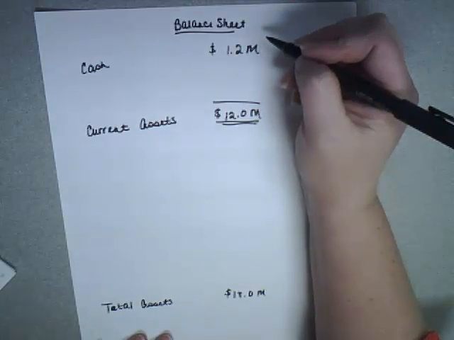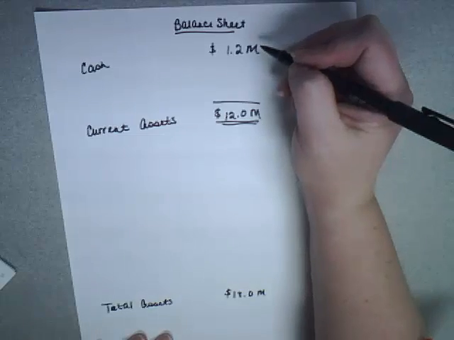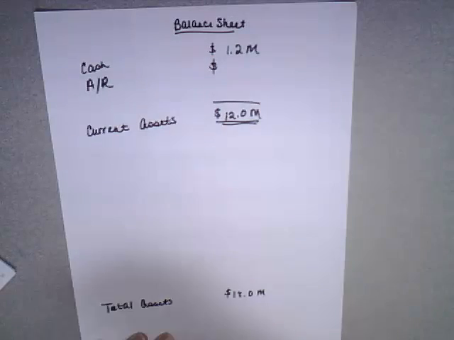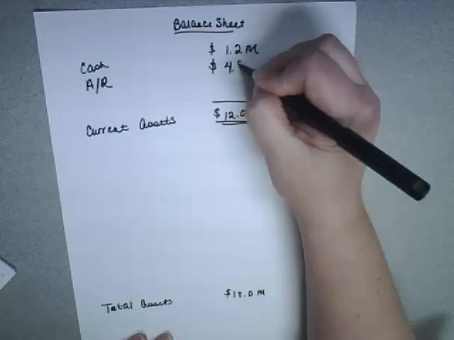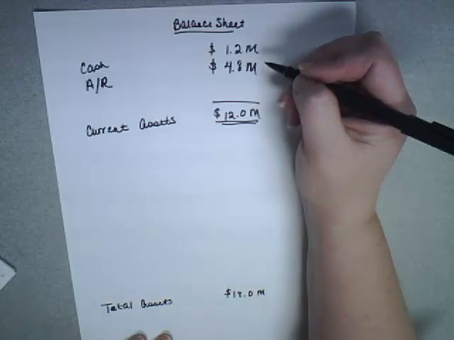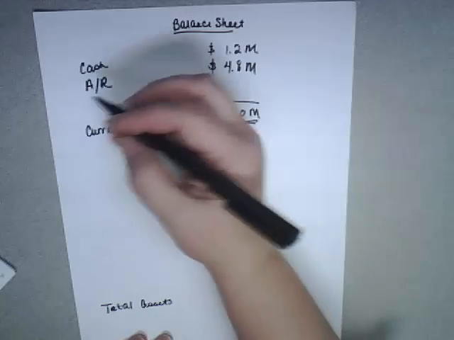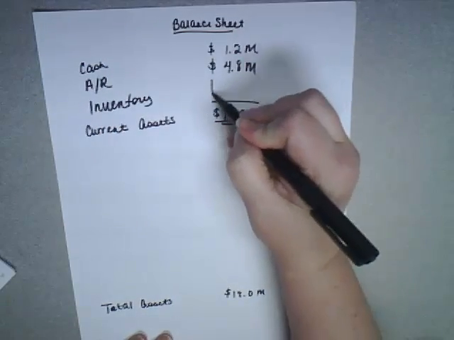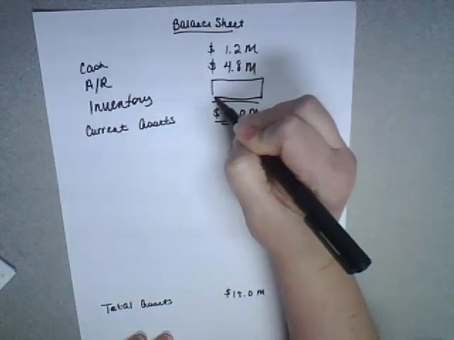The problem also tells us that accounts receivable makes up another 40% of current assets. So when we take the 12 million and multiply that by 40%, we get 4.8 million. And it asks us, what is the balance of the inventory and the balance of depreciation? So we know that we're going to be solving for this inventory number at some point. Okay?